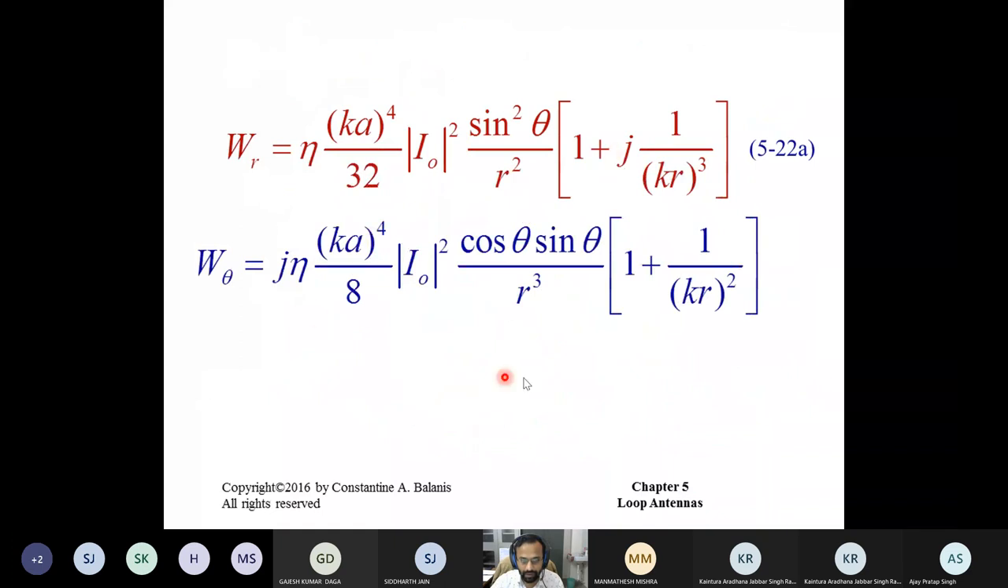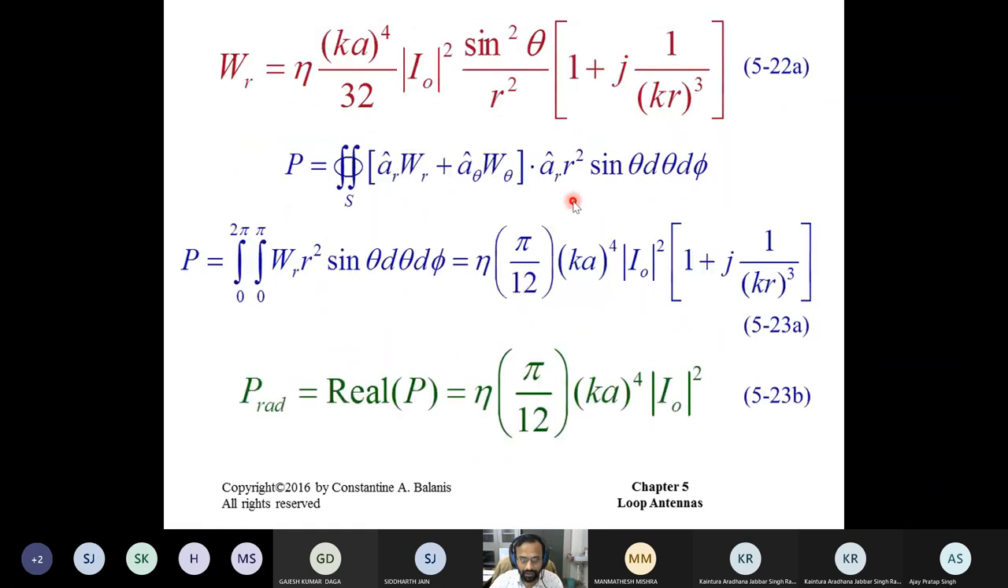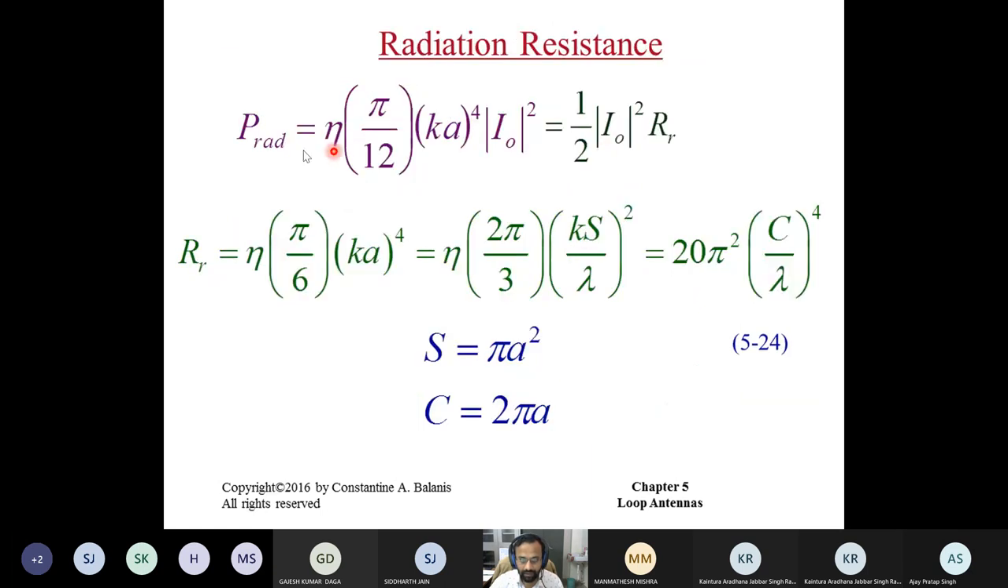Imaginary component corresponds to the pulsed power, which is being exchanged between the source and the antenna periodically with time. And since we're interested in the real power that is actually being radiated, we will take only the real component of the power density. And then we evaluated the total power radiated from the antenna in terms of current, and we calculated the radiation resistance. Since we know the total power radiated in terms of current, we can calculate the radiation resistance.